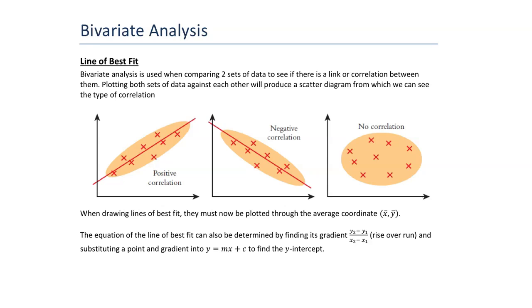In this video, we're going to look at bivariate analysis. Bivariate analysis is when you have two variables and you're looking to see if there is a connection or a relationship, or, as we say mathematically, if there's a correlation between the two things.